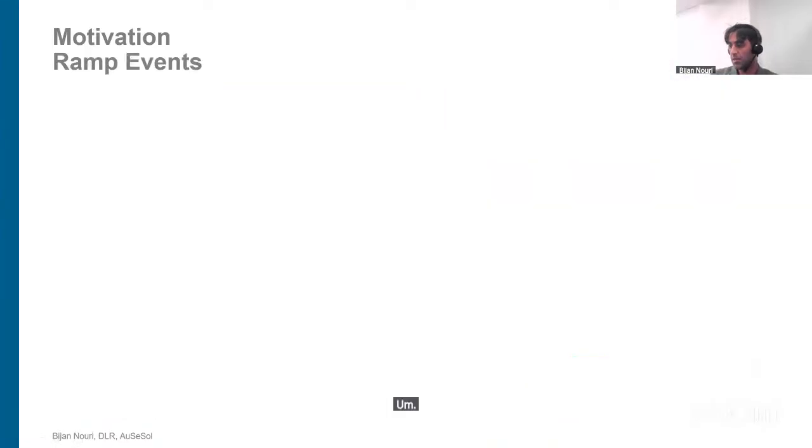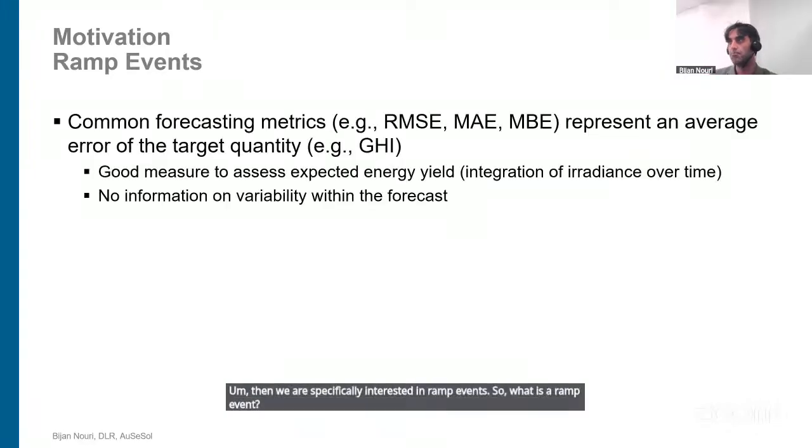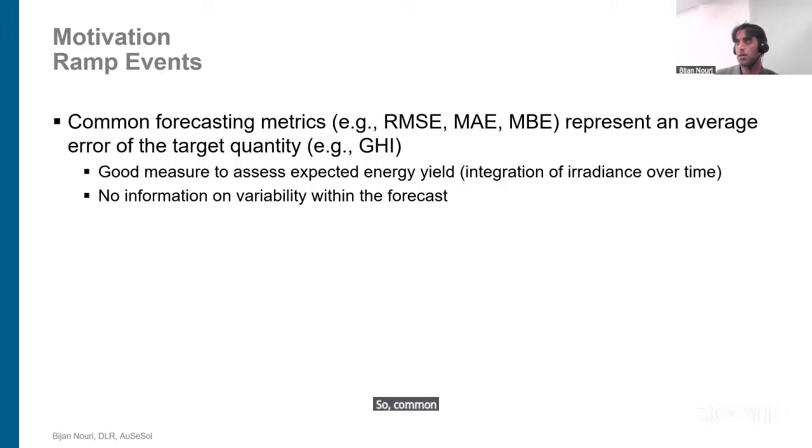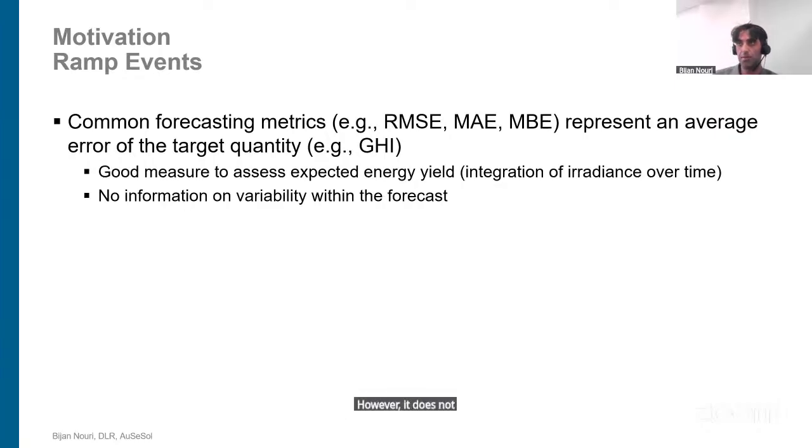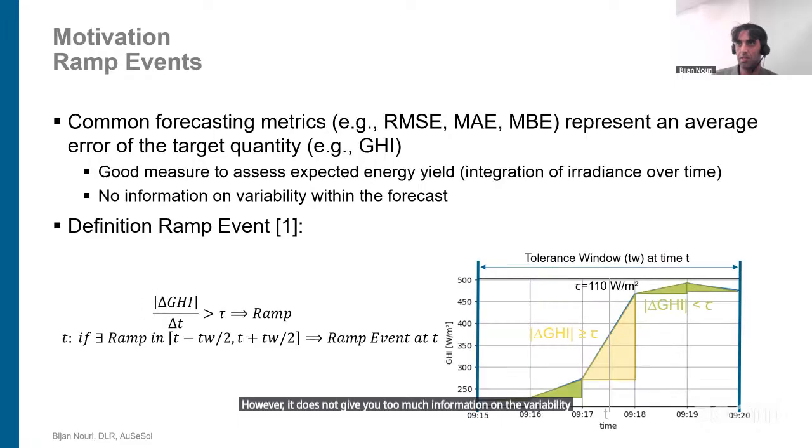Then we are specifically interested in ramp events. So what is a ramp event? Commonly used forecasting metrics are RMSE, MAE, and MBE, and these are good metrics if you want to evaluate the average accuracy of a system. So it's a good measure to assess the expected energy yield. However, it does not give you too much information on the variability within the forecast itself. So that's why we introduce a quite simple ramp event metric. Basically, we have a threshold.